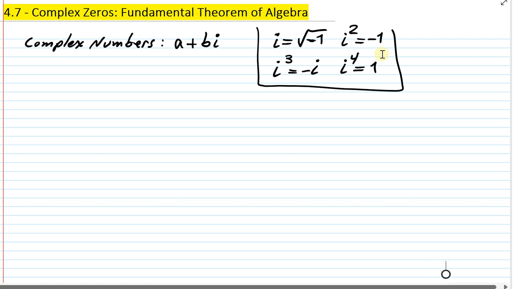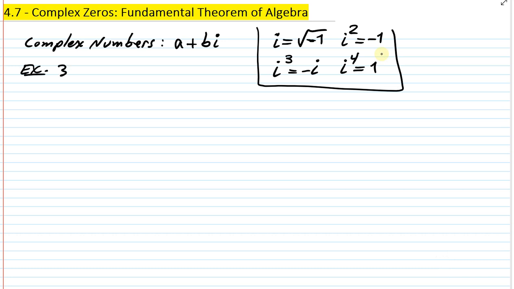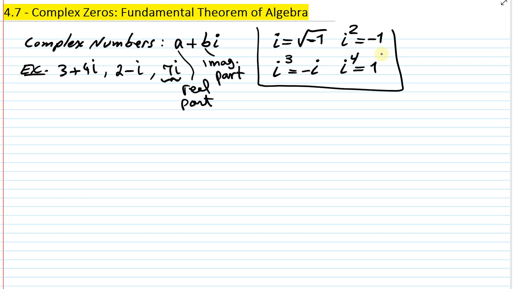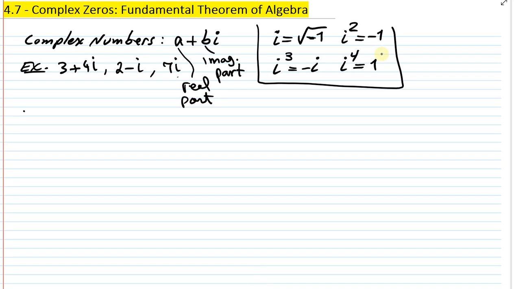Okay, so for example, a number could be 3 plus 4i, and that's a complex number. It could be 2 minus i, that's a complex number. Or I could have simply the number 7i. In the case of 7i, a is called the real part, and the bi is called the imaginary part. Because the real part of 7i is 0, the number is called pure imaginary. So numbers in the form bi are called pure imaginary.